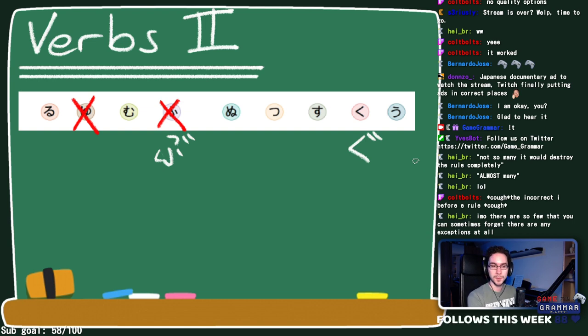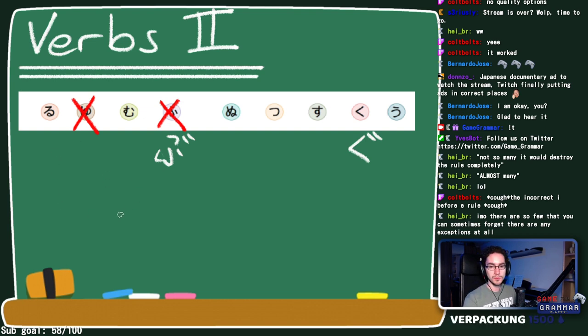Last week we learned all the ichidan verbs, and this week we're going to learn the godan verbs, except for the few exceptions, which I think we'll have enough time to go over today as well. Those will be suru, to do, and kuru, to come to a place. So let's look at these.